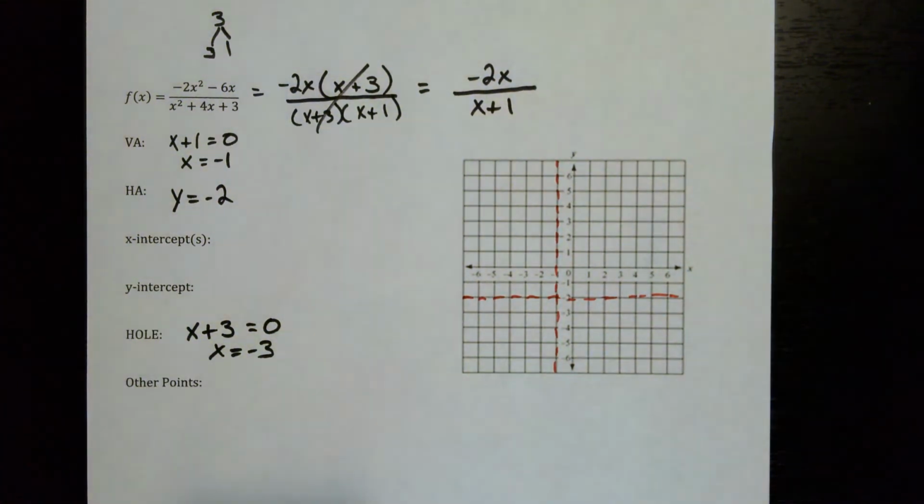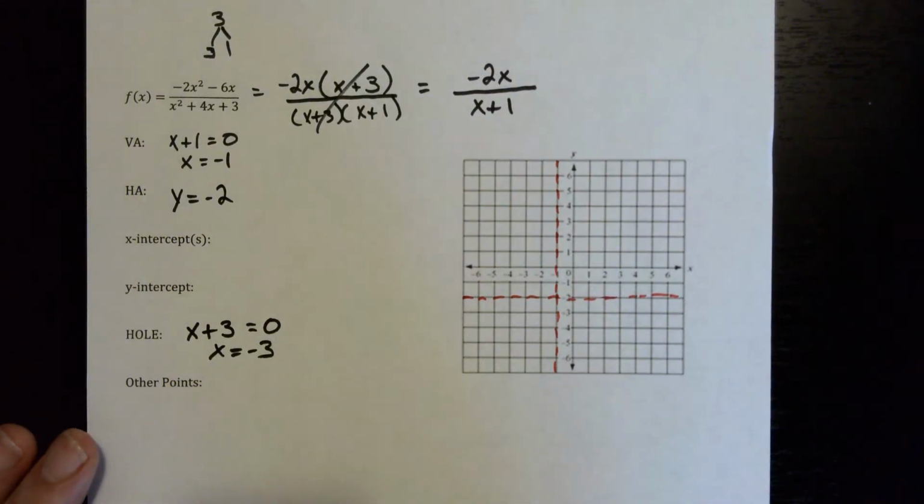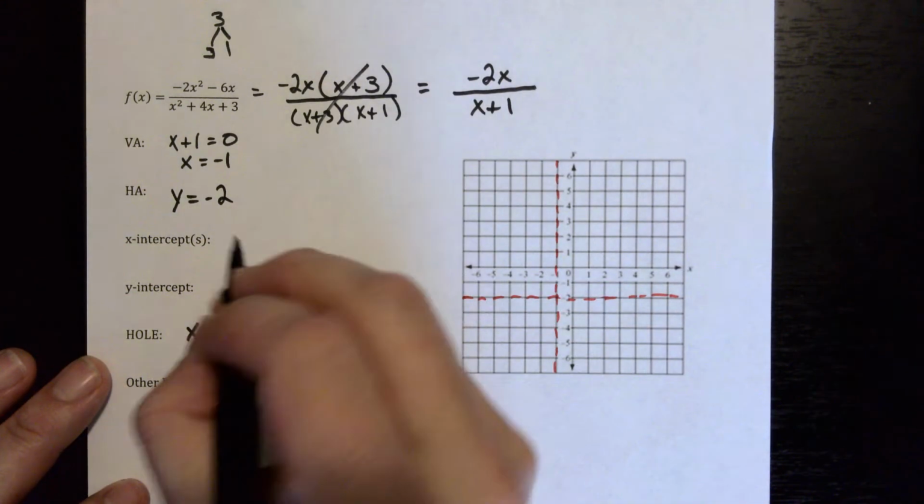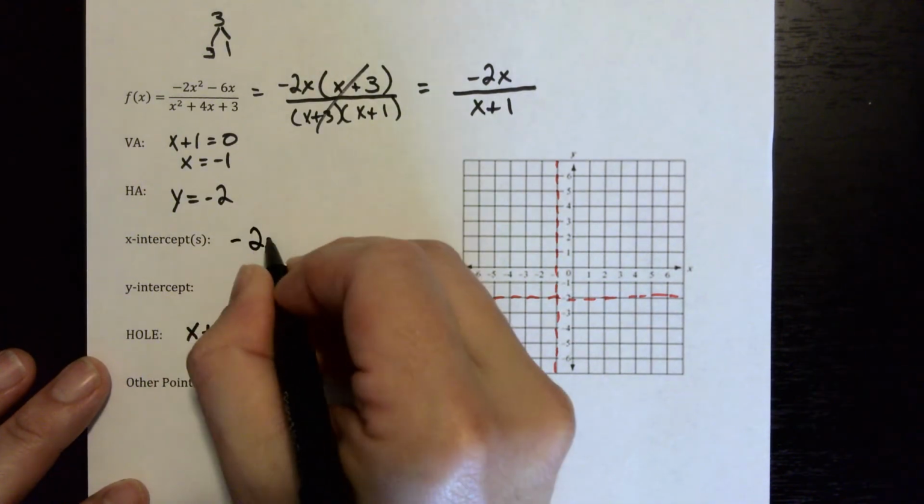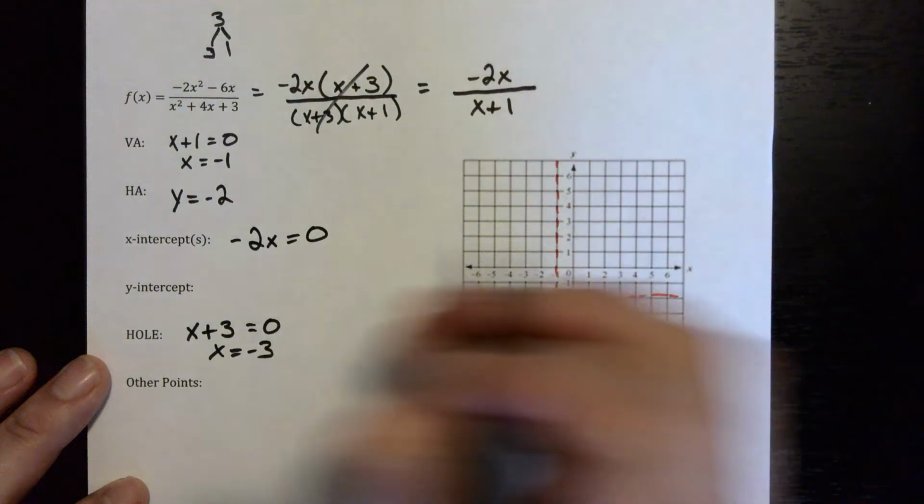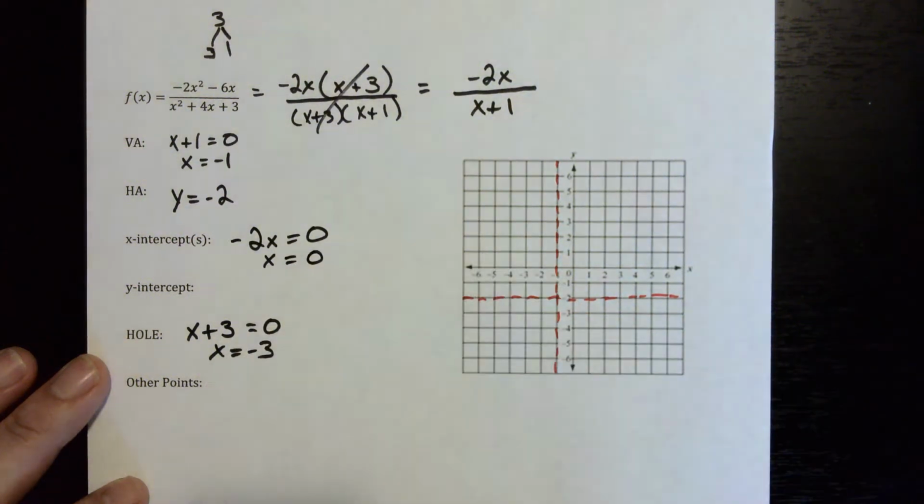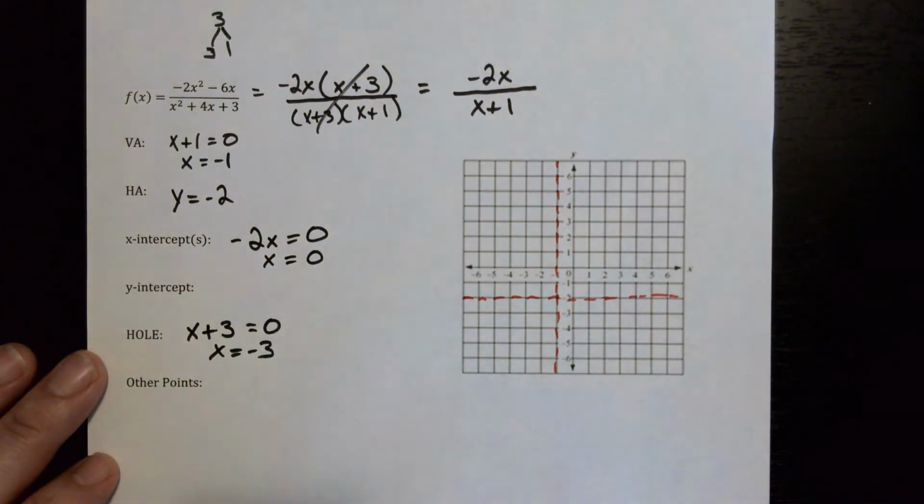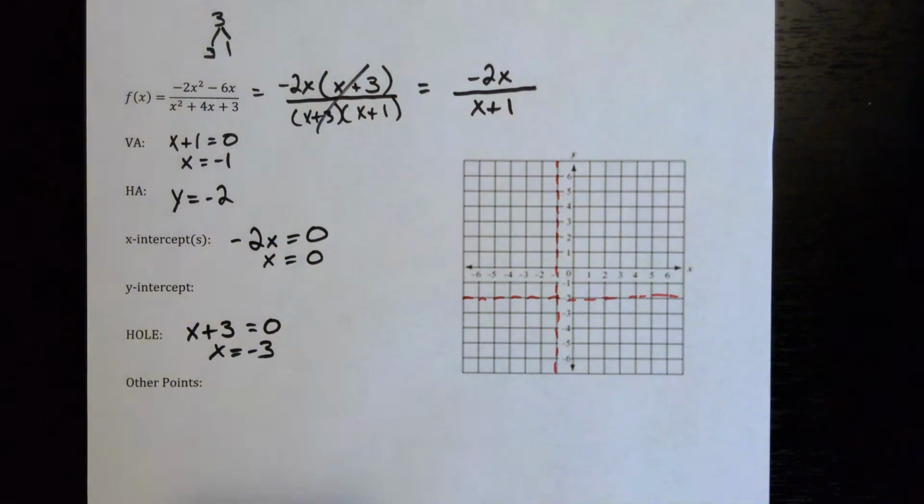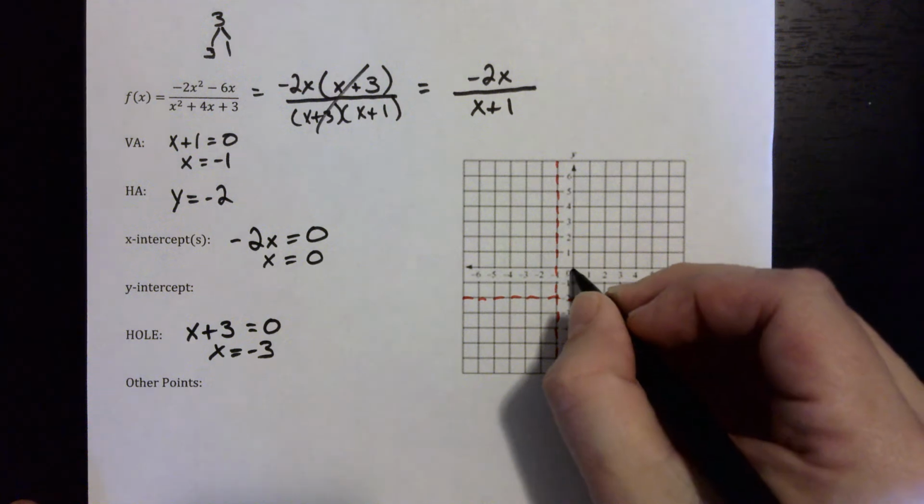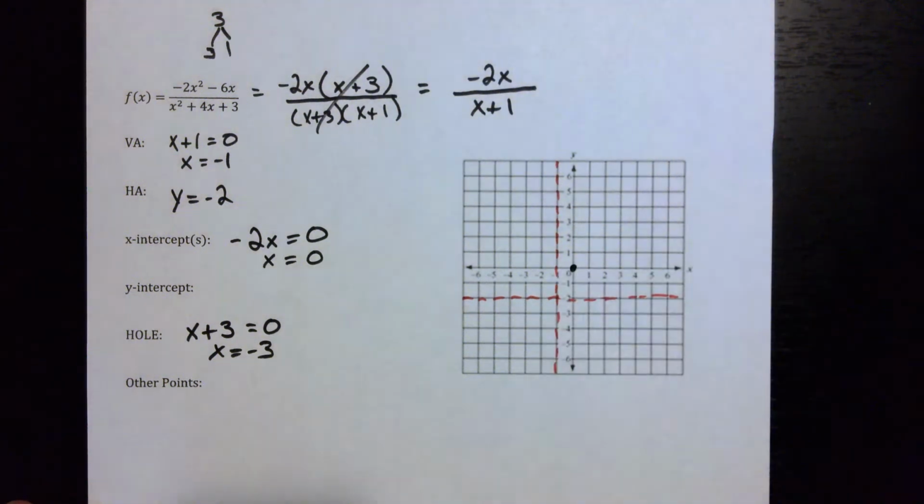Okay, x-intercept, we make y equals 0. For x-intercept, we just set the numerator equal to 0, excuse me. So negative 2x equals 0. So that gives us x equals 0. Okay, so the x-intercept can be found at x equals 0. So we will cross right here at 0. Okay, so that's one point over there.